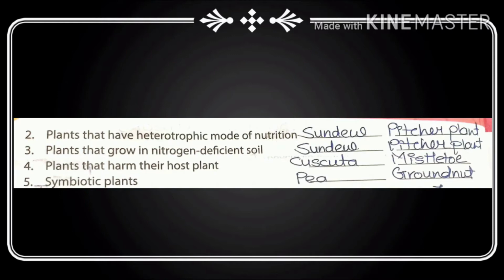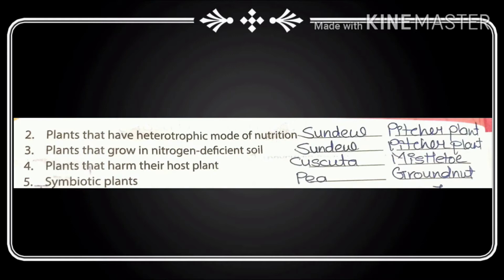Then third is plants that grow in nitrogen deficient soil. So here the answer will come from the insectivorous plants because they are deficient in nitrogen. That is why they are trapping the insects. So write down any two examples out of four, that is again I have written sundew and pitcher plant.